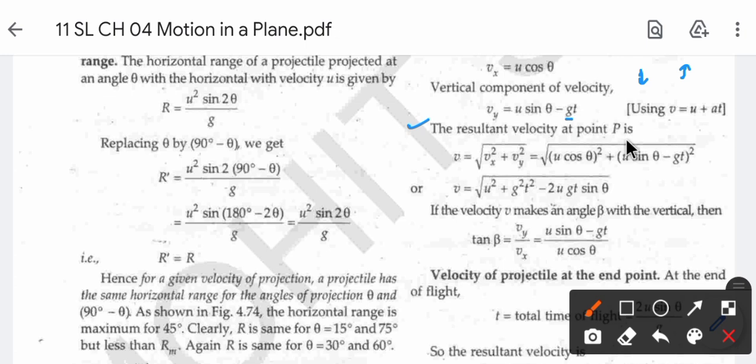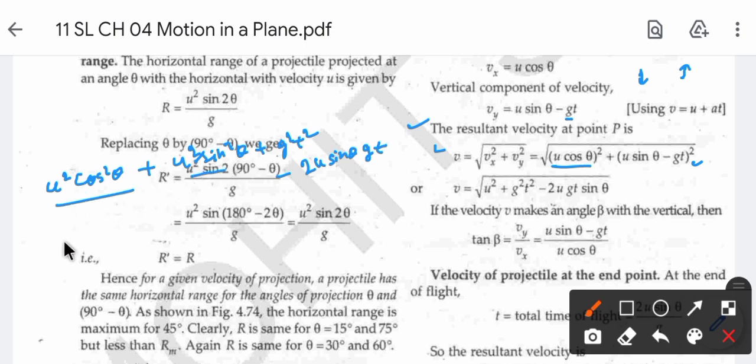So if we find the resultant velocity at point P, it is v equals root under vx square plus vy square. Now let's put the expressions for vx and vy. vx is u cos theta whole square plus vy is (u sin theta minus gt) whole square. Simplifying, we get u square cos square theta, and this part is (a minus b) whole square, so it will be u square sin square theta plus g square t square minus 2u sin theta into gt. Now u square cos square theta plus u square sin square theta is u square, because if we take u square common, cos square theta plus sin square theta gives us 1. Then it is u square plus g square t square minus 2ugt sin theta. So this is the resultant velocity.